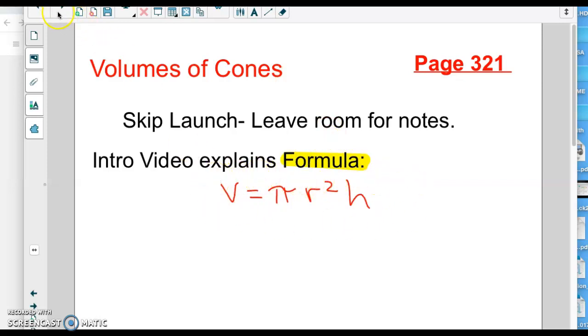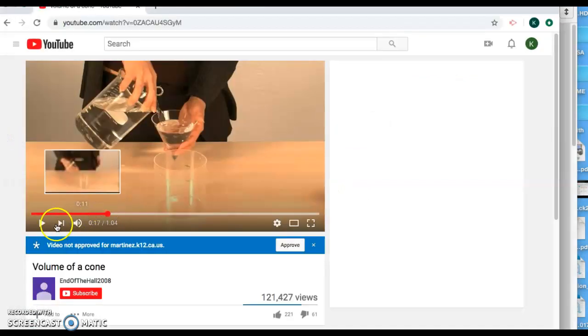But the cool thing about the cone is all you do is take the cylinder volume and you divide it by 3. So this is going to be kind of a shorter video because it's essentially the same thing as doing volume of a cylinder, just one more step, you just divide it by 3. And I wanted to prove to you why that is. So we're going to watch a 1-minute video over here on YouTube.